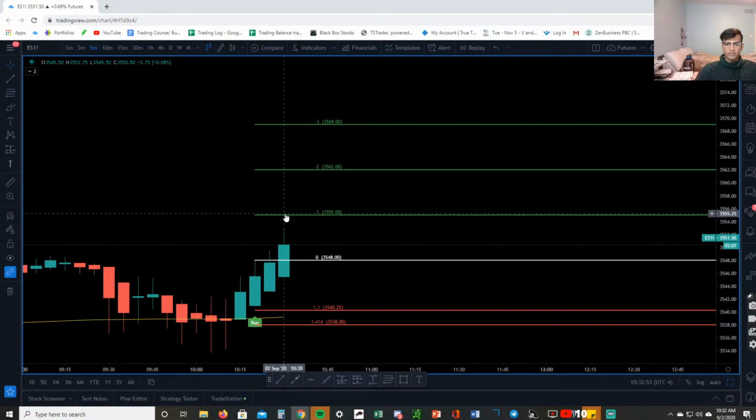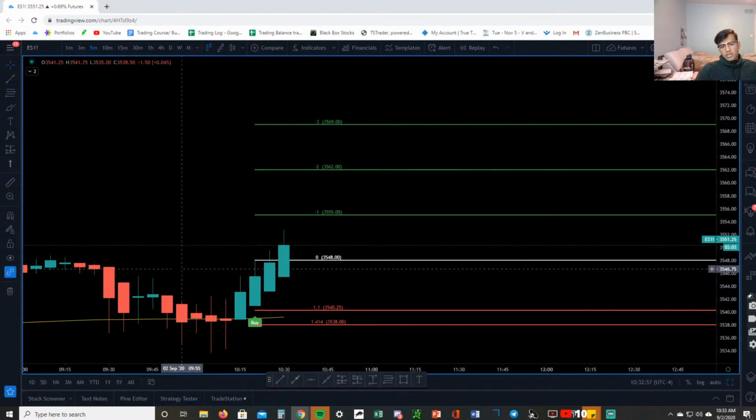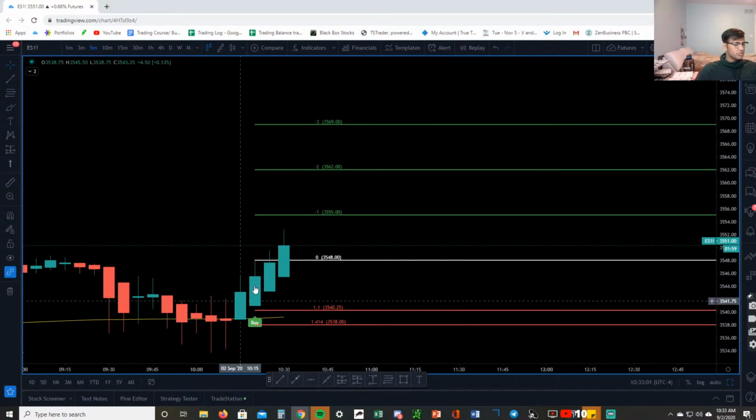And then once it hits level 1, that's when I'll think about trailing my stop. Moving it up slowly, but till then I'm gonna let it wait.